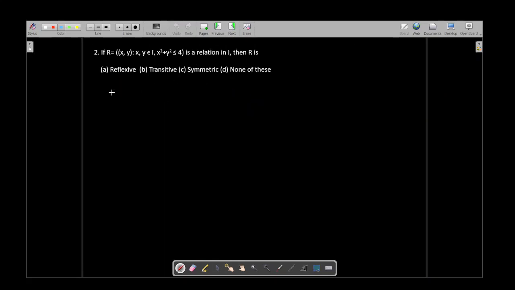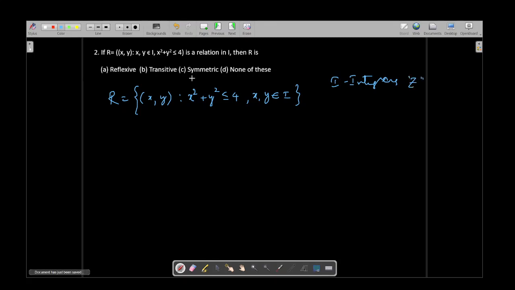Here we have a relation R equal to (x, y), and the condition is x square plus y square should be less than or equal to 4, where x and y belong to I. I is the set of integers, which we can also denote by the letter Z. So the set S is all the integers 0, 1, 2, 3, and so on up to plus infinity, and -1, -2, -3 towards the left side. So this is my set.